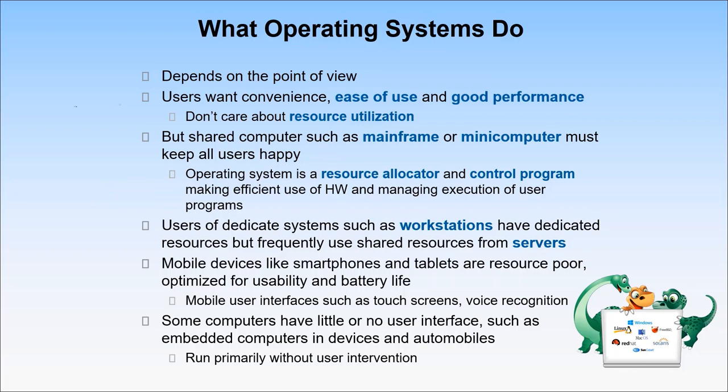The operating system is a resource allocator and control program, making efficient use of hardware and managing execution of user programs. Users of dedicated systems such as workstations have dedicated resources, but frequently use shared resources from the servers. Mobile devices like smartphones and tablets are resource poor, optimized for usability and battery life. Mobile user interfaces such as touchscreen and voice recognition are found on mobile devices or tablets. Some computers have little or no user interface, such as the embedded computers in devices and automobiles, so they run primarily without user intervention.